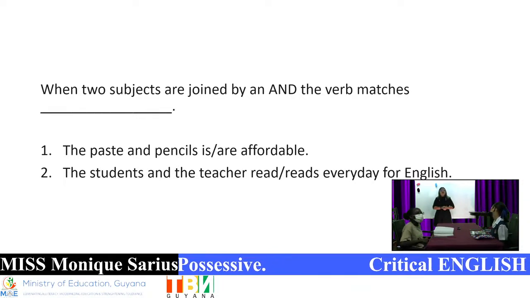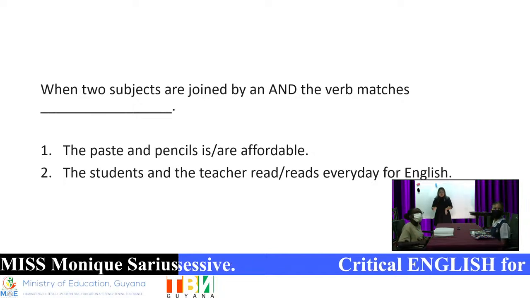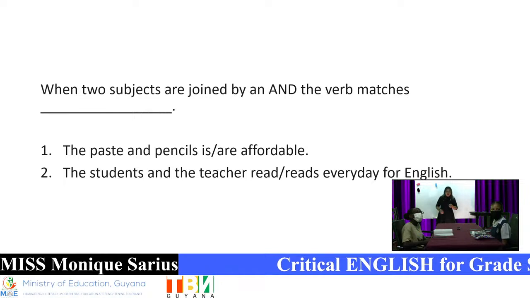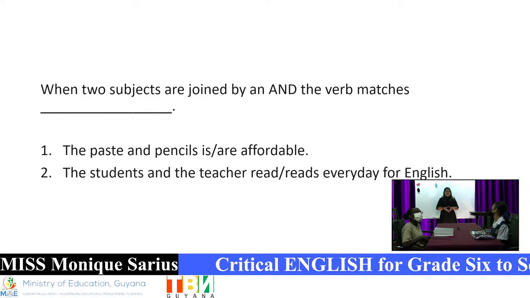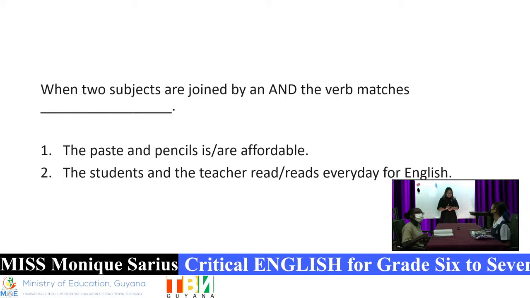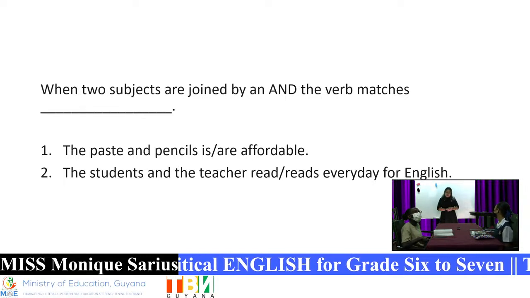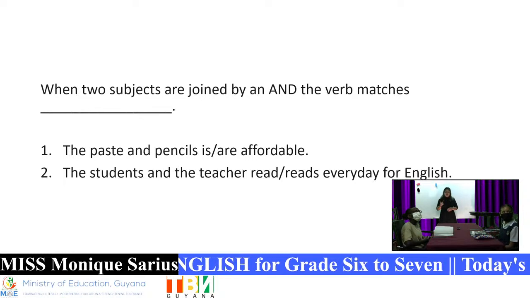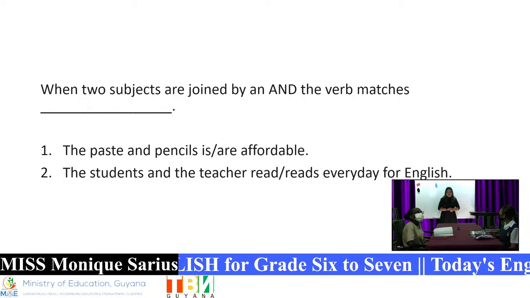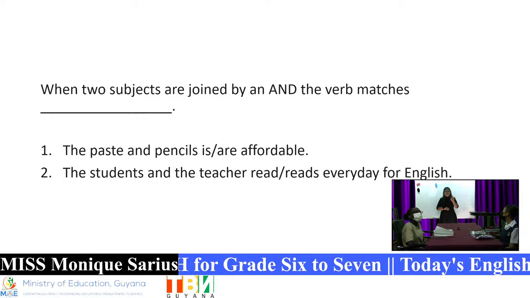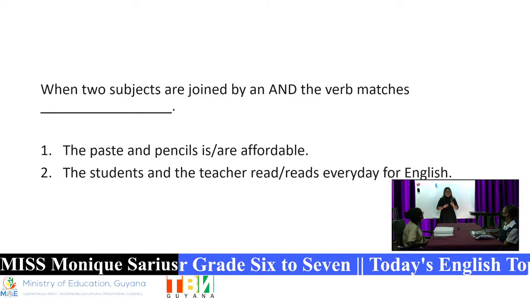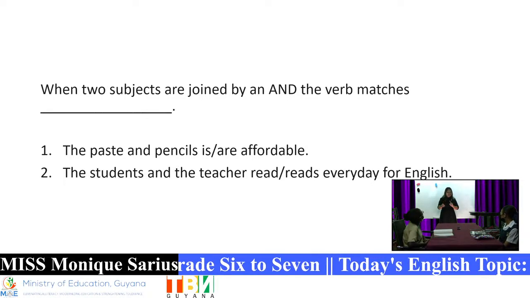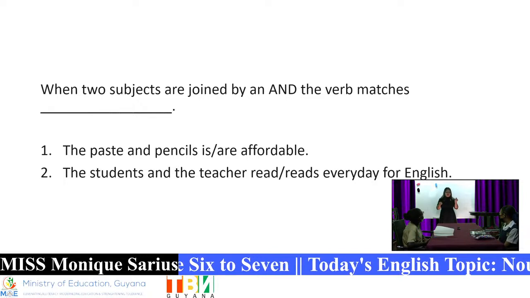Let's go to the other one. The students, notice that's plural, and the teacher. So what are the subjects in this sentence? The students and teacher. So we have how many subjects? 2. What's our verb? We have an option, read or reads. Which is the correct answer? The students and teacher read? Alright, let's thrash it out a bit here.